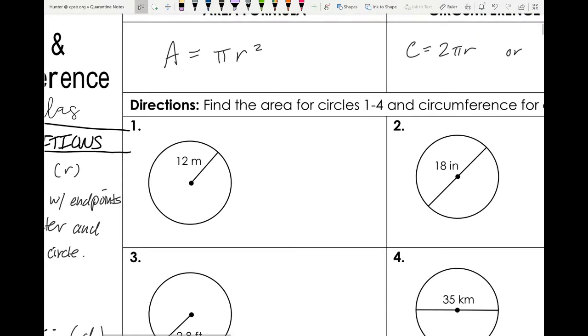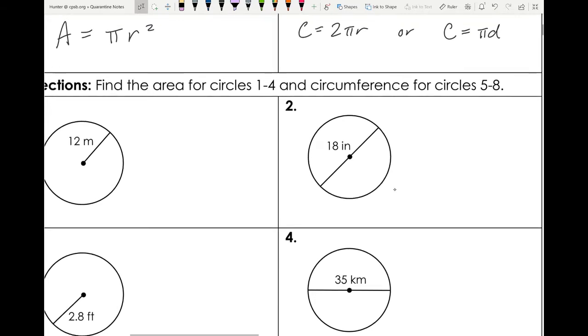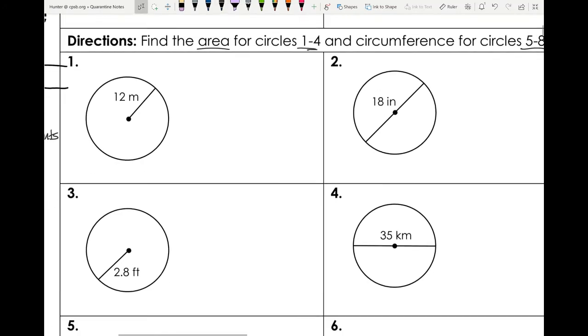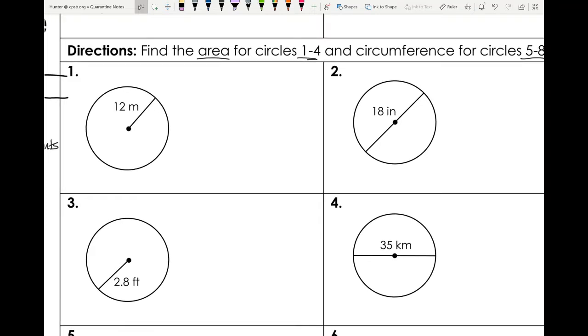Okay, so some examples. Number 1, find the area. So we're finding the area for circles 1 through 4, and then finding the circumference for circles 5 through 8. I'm actually going to do 1 and 2, and I'll leave 3 and 4 for you. So number 1, we want to find the area of this circle. We see that the radius of this circle is equal to 12 meters.